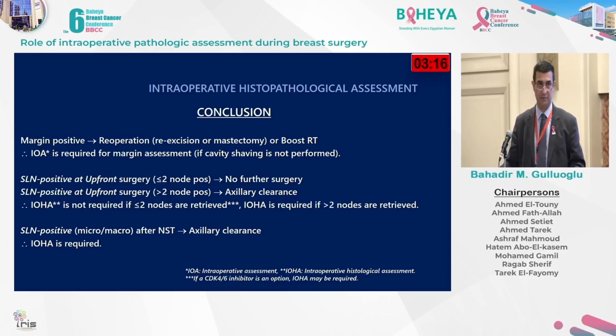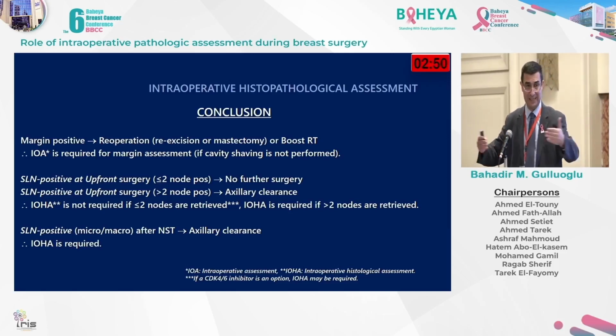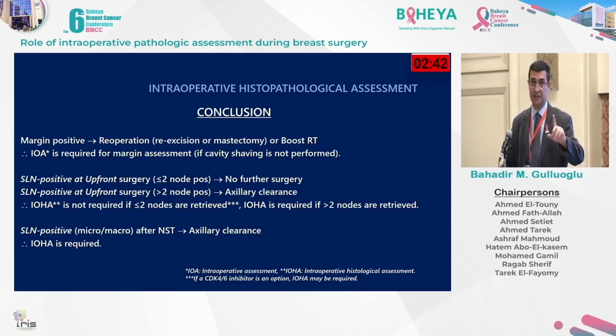I'm not a pathologist, but I'm working very close with the pathologists, and I really think about them when doing my surgery, when asking something about intraoperative assessment. So please, please do not ask any unnecessary assessments from your pathologist, because the frozen section or touch print, whatever they do, is not as reliable as the permanent pathology. For the margins, yes, of course, if you think that macroscopically it is near to the margin, you may ask for intraoperative pathological assessment from your pathologist if you're not doing a cavity shaving.